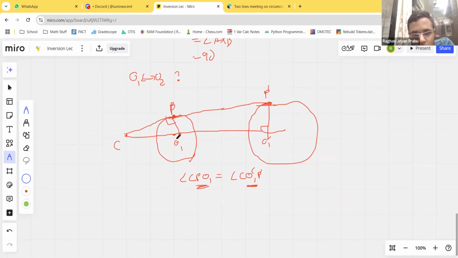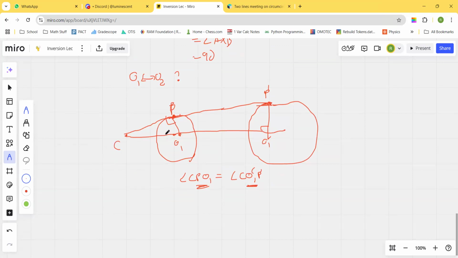Okay, cool. Also, we can't say that P dash O dash will be perpendicular because it has to be a rectangle, which is not possible. Right.